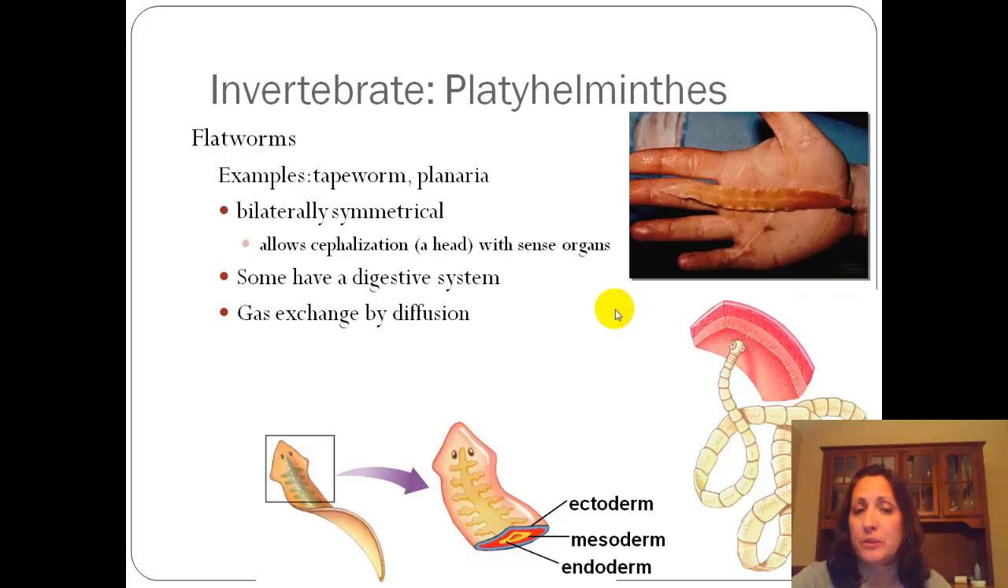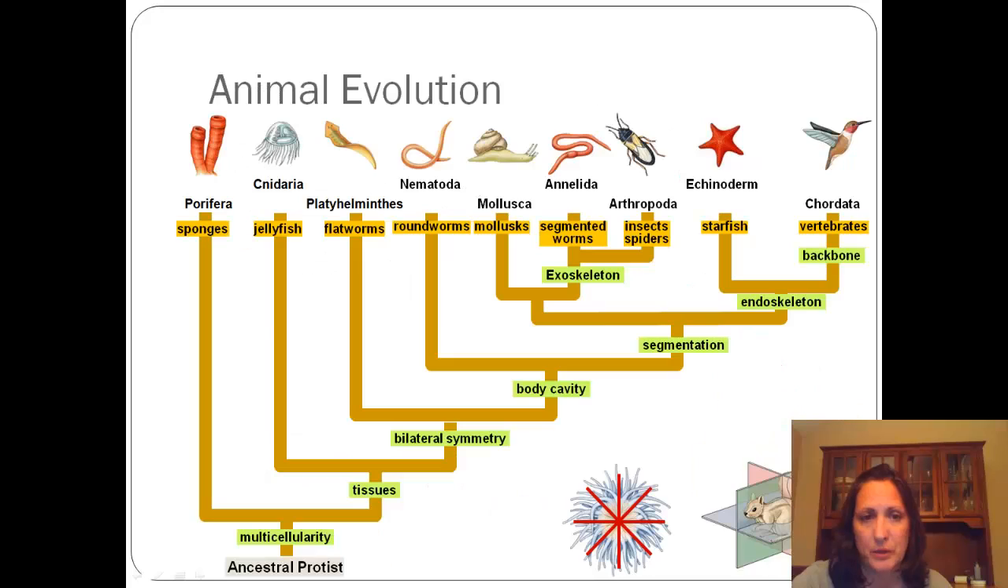However, they do not have a system for exchanging gas. So they do gas exchange just by diffusion. So we're still pretty simplistic at this point.